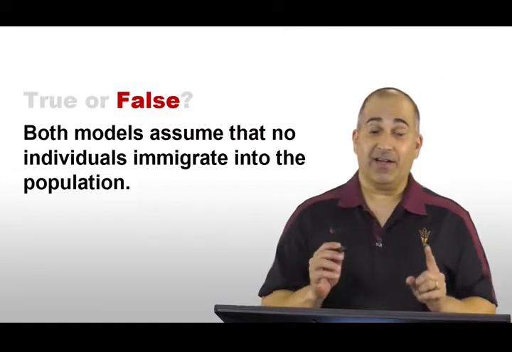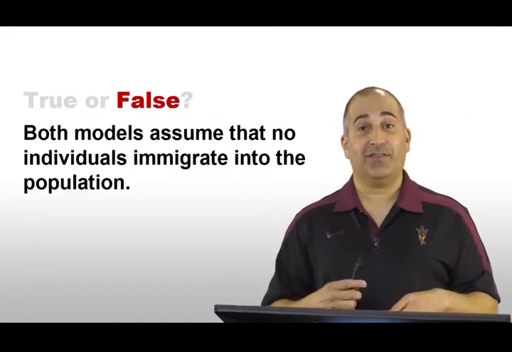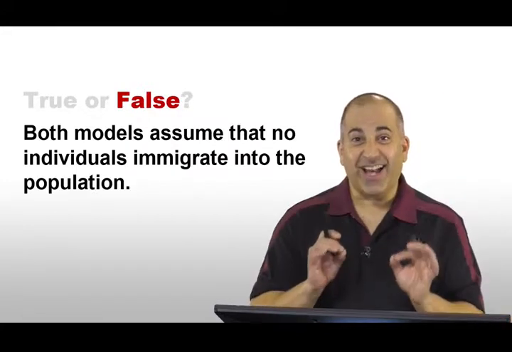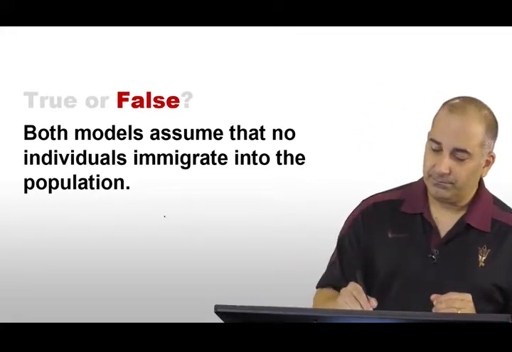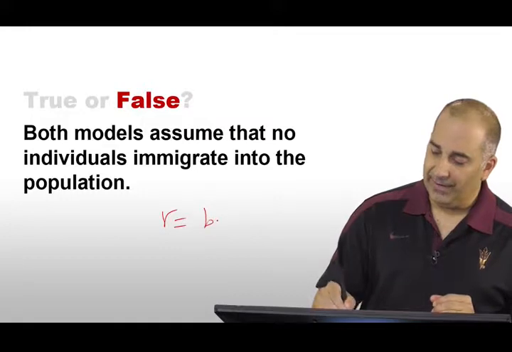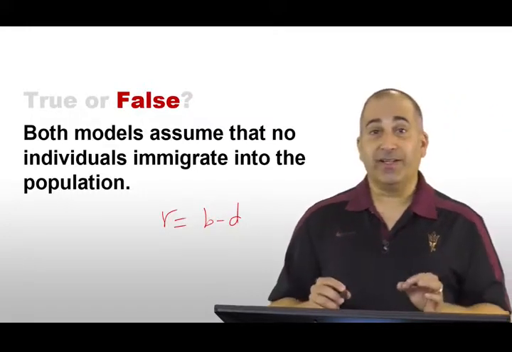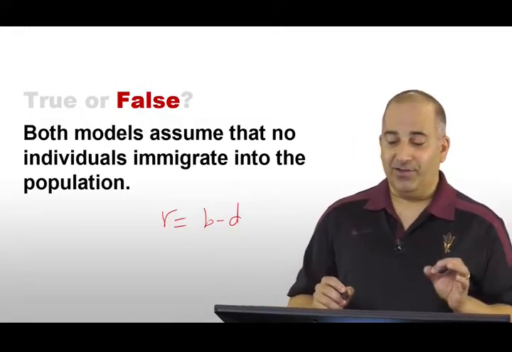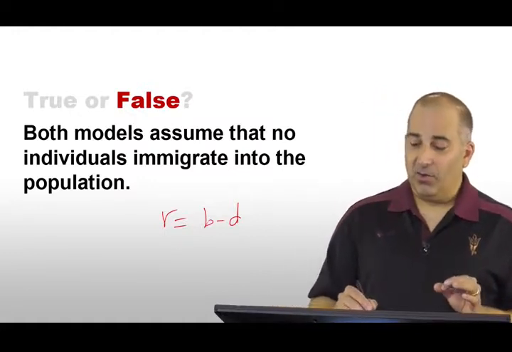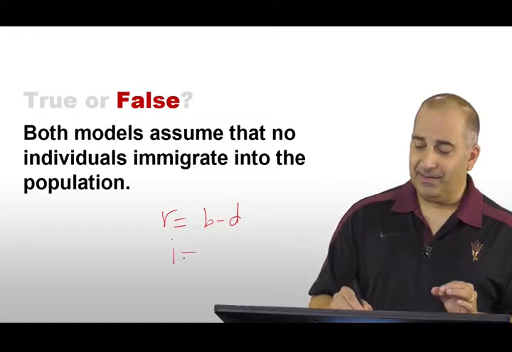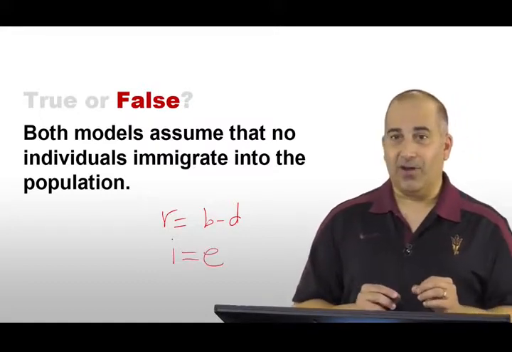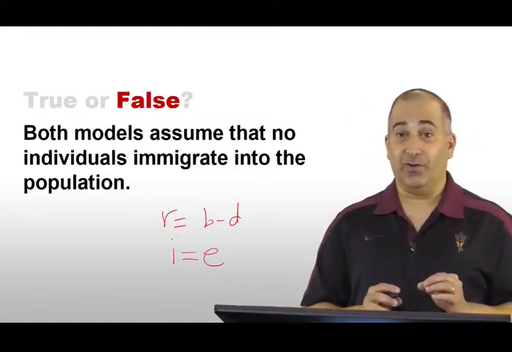But think about it very carefully, because this is math, and math is a very logical but yet precise language. What is actually being said if R is equal to birth rate minus death rate? Is it really that immigration isn't happening? Or could it also be that immigration is happening, but immigration, or I, equals emigration, or E?